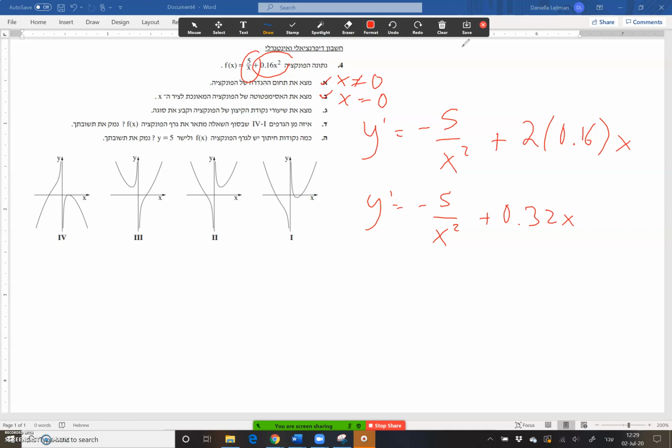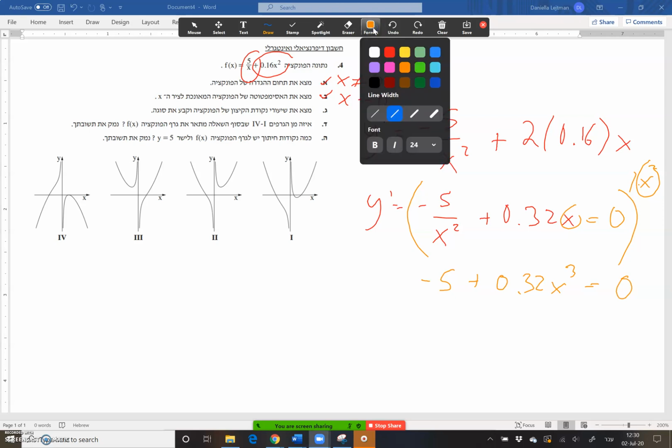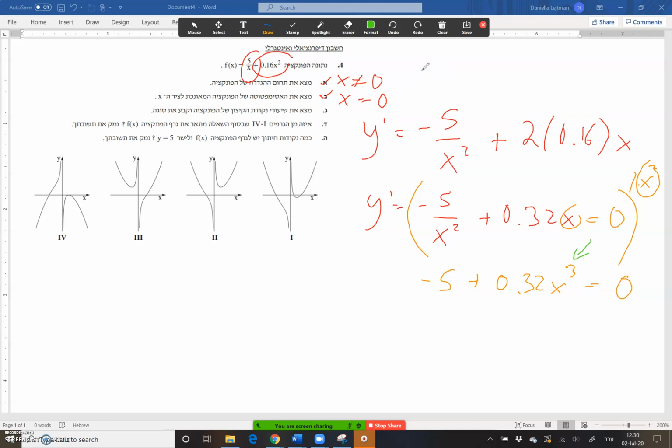Okay, what are we going to do from here? We have to set that equal to 0. Excellent. Now, what do we say? We don't like it when there's an x bashniya in the bottom. So we're going to multiply everything by x bashniya, which will leave us minus 5 plus 0.32 x bashlishi equals 0. Okay, well, this is giving us a hint. It's not going to be nuschat shorashim because we have an x bashlishi. We're going to have to use the bashlishi button on our calculators.